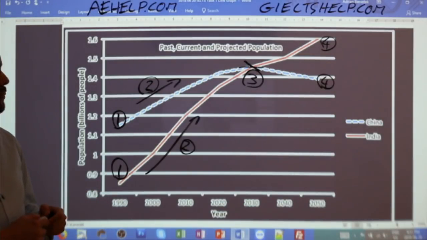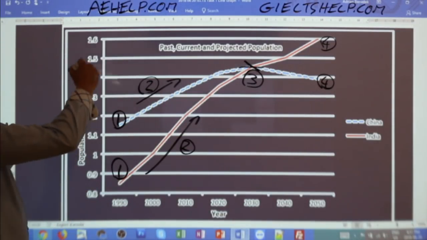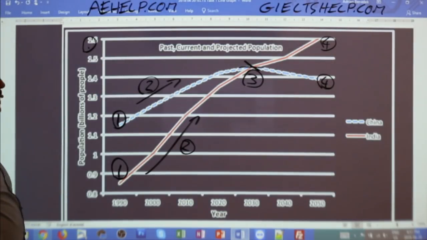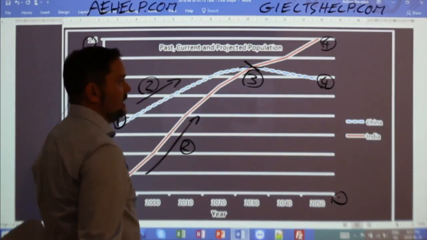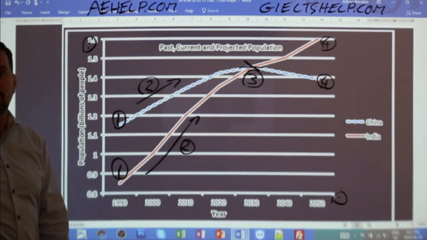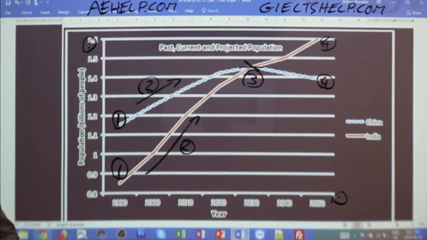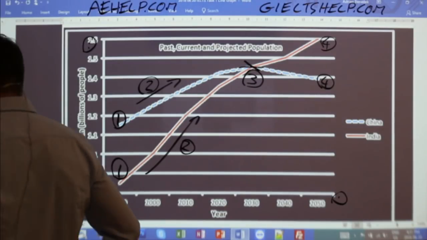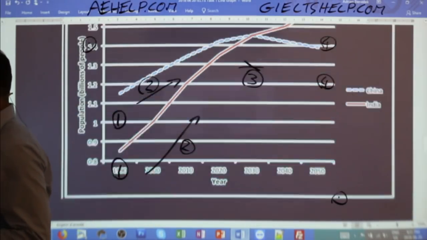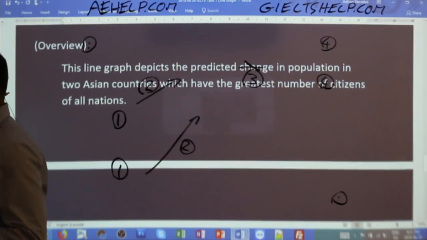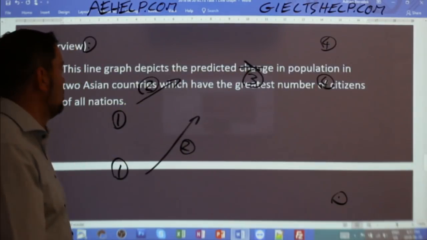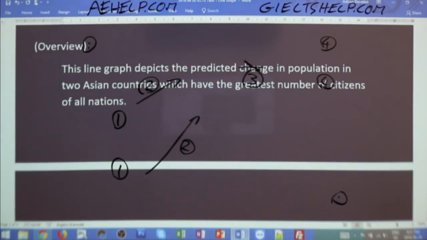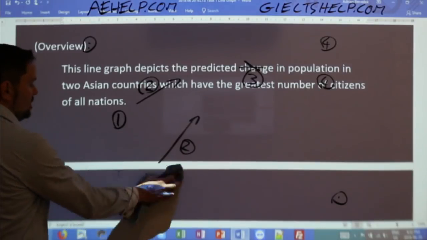All right, so before we do that, for the overview, we might want to talk about the X and Y axis a little bit and about this 60-year period. So that would be important for the overview, okay? All right, hopefully that makes sense. So let's go back to the overview section here and give a couple more sentences. So again, this is the start of our overview. This line graph depicts the predicted change in population in 2 Asian countries which have the greatest number of citizens of all nations, okay?